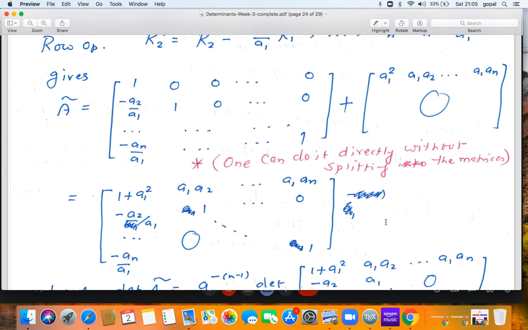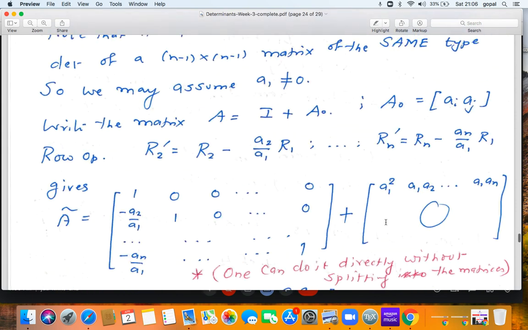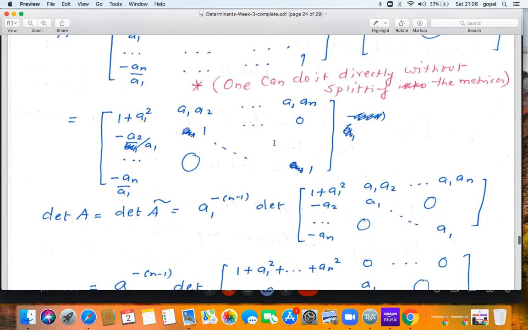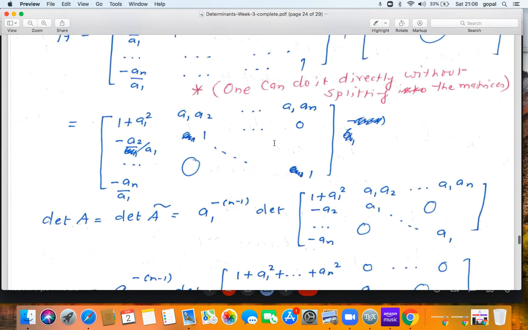What is A tilde? The first row is 1 plus a1 squared, a1 a2, dot dot dot, a1 an. The second row is minus a2 by a1, 1, 0, 0, 0, 0. The third row and so on. The last row is minus an by a1, etc., and there is a zero after that, and then the last entry is 1. So you can actually do this calculation for yourself, and you can check that this is what we get.